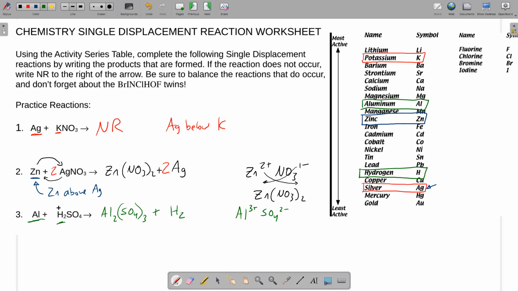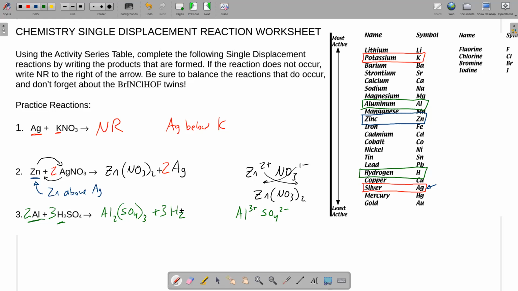This is not balanced. I'm going to need a 3 in front of the hydrogen sulfate, and then we put a 2 in front of the aluminum and a 3 in front of the hydrogen. And that ends up being balanced. So you've got 2 aluminums on each side, 6 hydrogens on each side, and 3 sulfates on each side. Or you can look at it as 3 sulfurs and 12 oxygens.